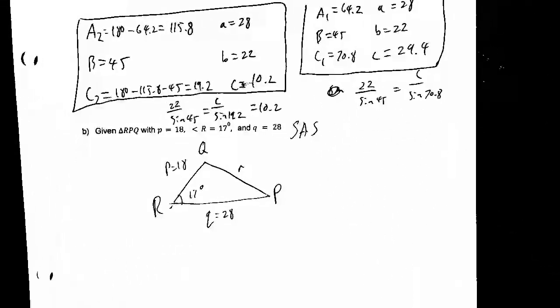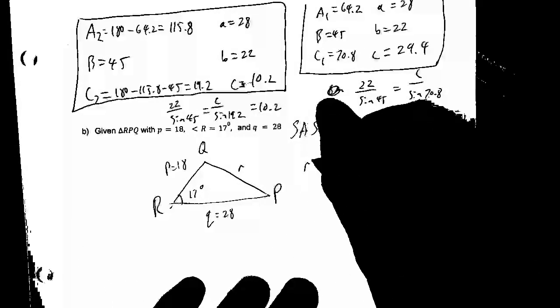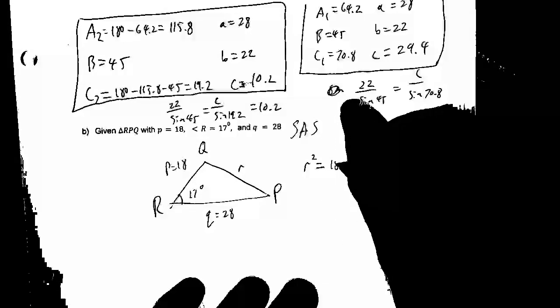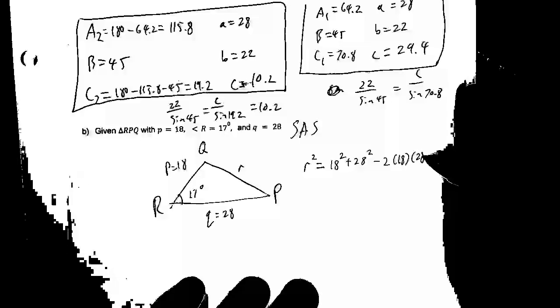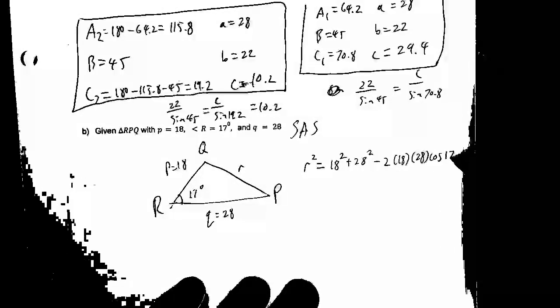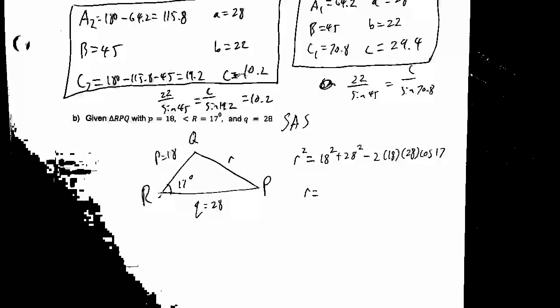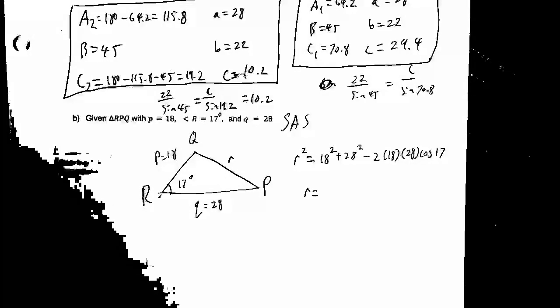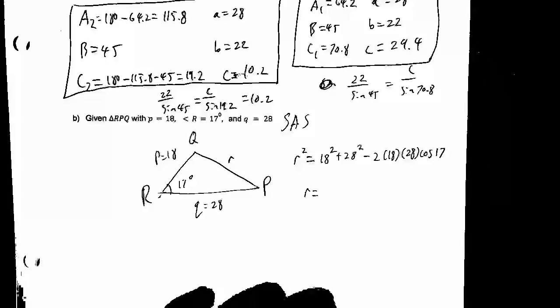We don't have an angle on the opposite side, so we have to use the law of cosines. So let's start by finding r. Okay, r squared is going to equal 18 squared plus 28 squared minus 2 times 18 times 28 times cosine 17. Let's go ahead and solve this. I'm going to use my calculator here: 18 squared plus 28 squared minus 2 times 18 times 28 times cosine 17. And then I'm going to square root that. I get 12. r is 12.